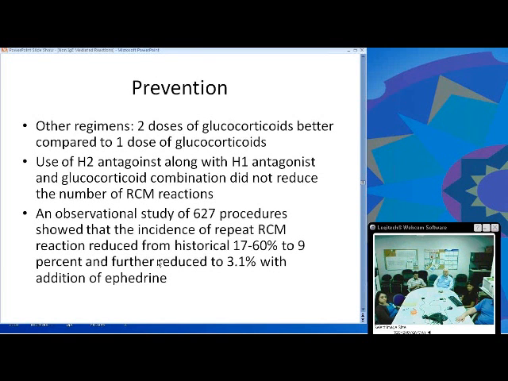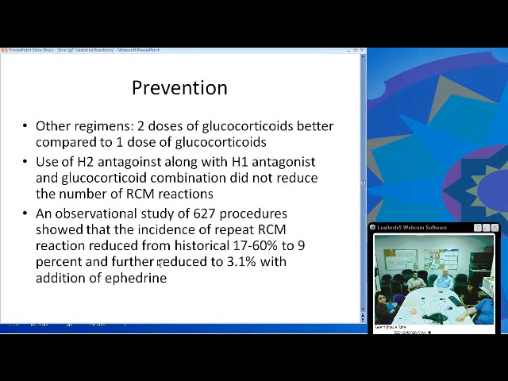Some other regimens, so 2 doses of glucocorticoids were better compared to 1 dose of glucocorticoids. Some people propose use of H2 antagonist along with H1 antagonist, with the combination of H1 antagonist and glucocorticoid, but it did not reduce the number of radiocontrast media reactions.